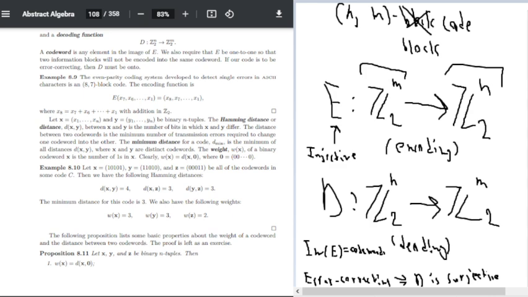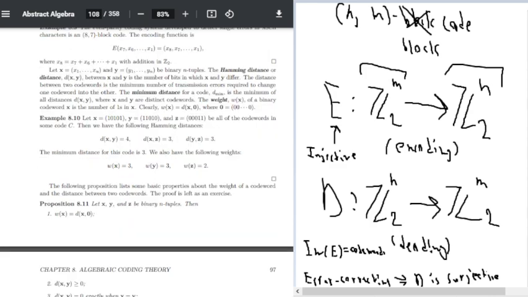into the other. The minimum distance for a code, dmin, is the minimum of all distances d(x,y), where x and y are distinct code words. The weight, w(x), of a binary code word x is the number of ones in x. Clearly, w(x) is equal to d(x,0), where 0 is the word of all zeros. So, that's very abstract. Let's go through some examples.